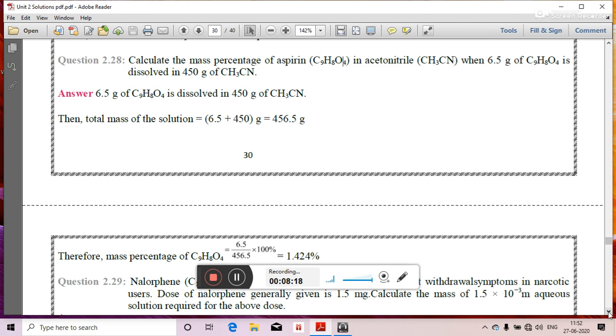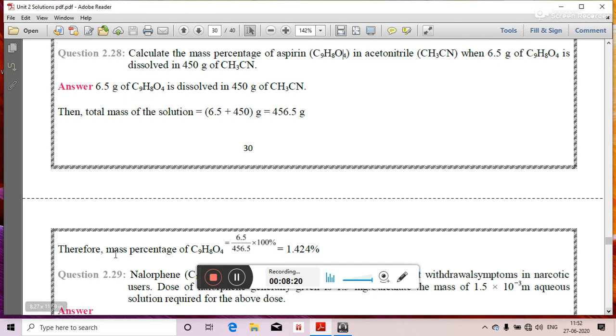Now we have to find out the mass percentage of aspirin. So mass percentage of aspirin is equal to the mass of aspirin, that is 6.5, divided by the total mass of the solution, that is 456.5, into 100%. So our final answer is 1.424%.